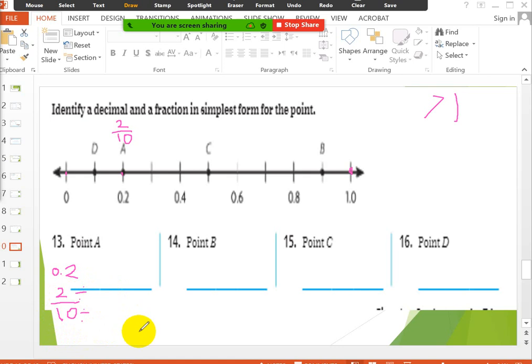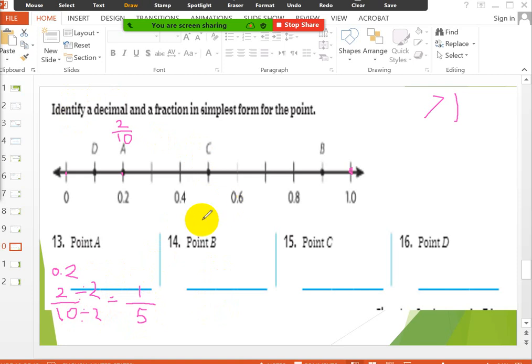Okay, focus on the example, please, girls. If I have time today, I will return to 7, 8, and 9, okay? So I want to divide the numerator and denominator by the same number, which is here 2. So I can divide 2 by 2. The answer will be what? 1. 10 divided by 2 equals 5. So this is the fraction here in the simplest form.